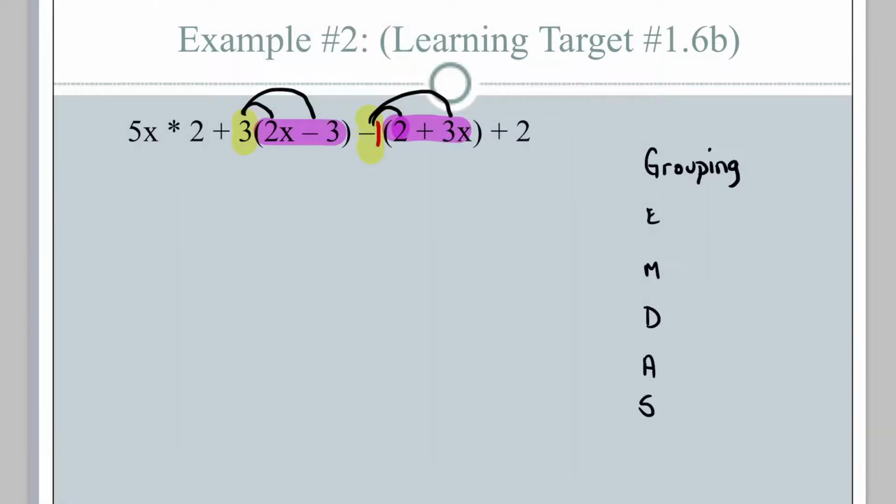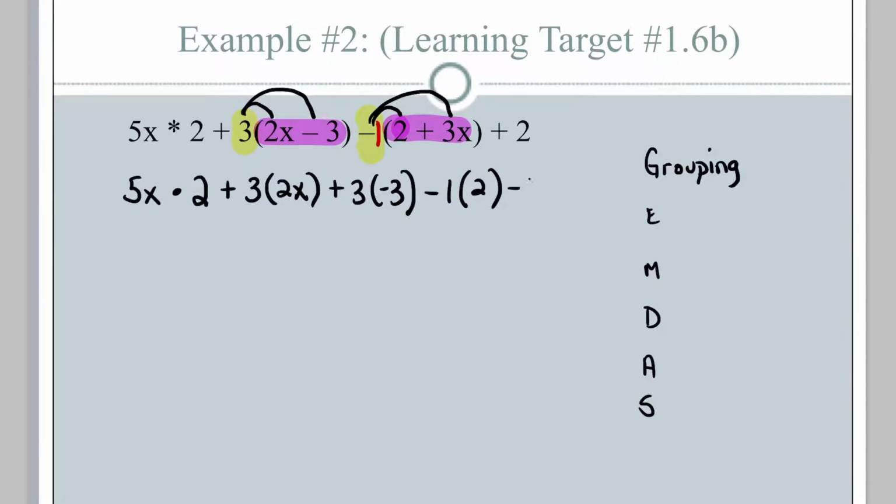So let's begin by first dropping down the terms that we have yet to work with or simplify, rewrite our groupings using the distributive property, and again I'm going to use parentheses here to imply the multiplication. So now we have -1 times 2, -1 times 3x, and then we're going to drop down the 2 because we have yet to work with it.